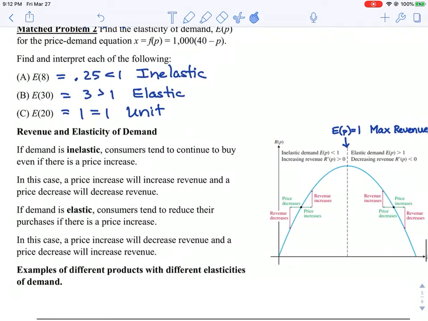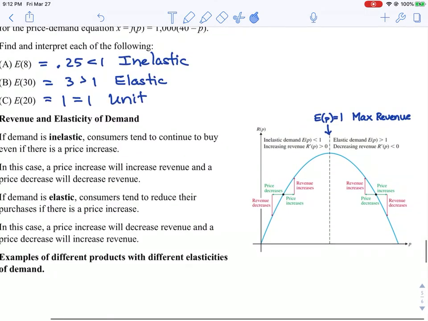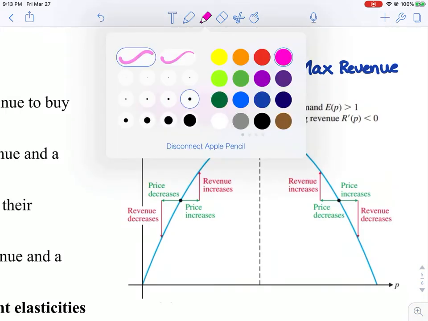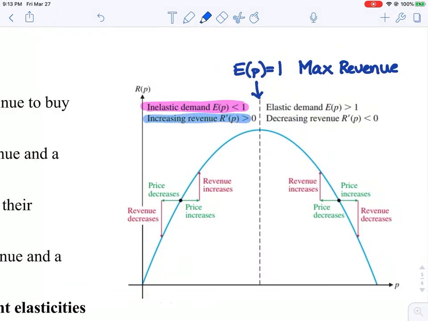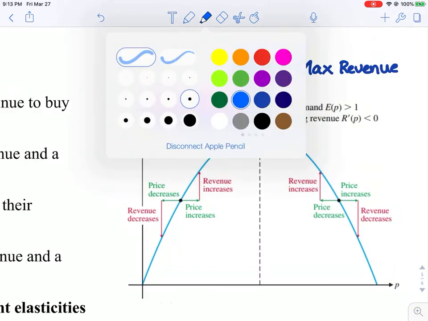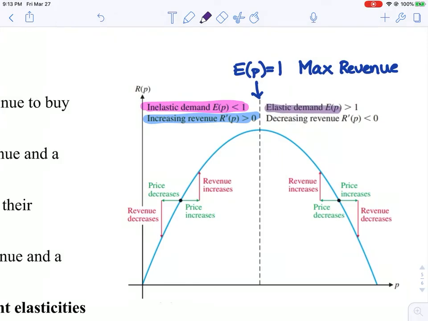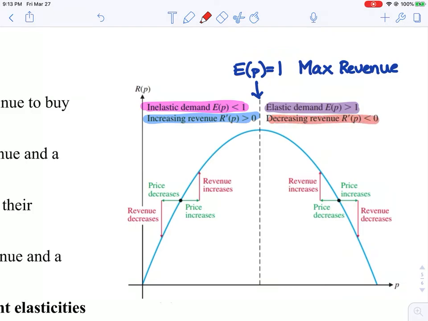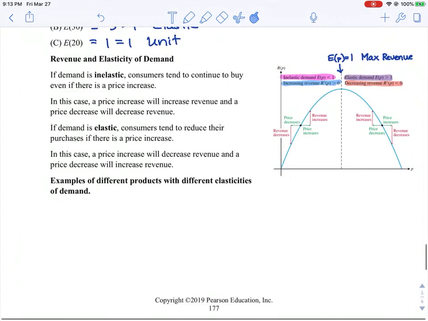So let's see what happens to revenue and compare that to our elasticity of demand. I imported a graph to show you the different areas. When it's inelastic, or less than 1, then our revenue increases. If it's elastic, our revenue is decreasing. And when it's unit, that's when we're at our max revenue.